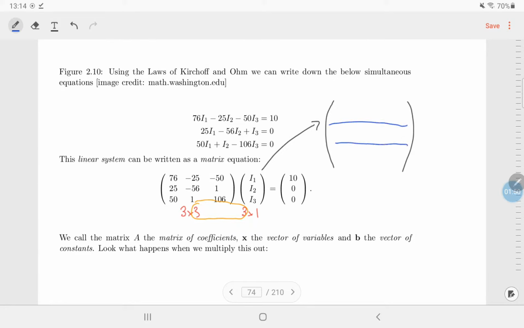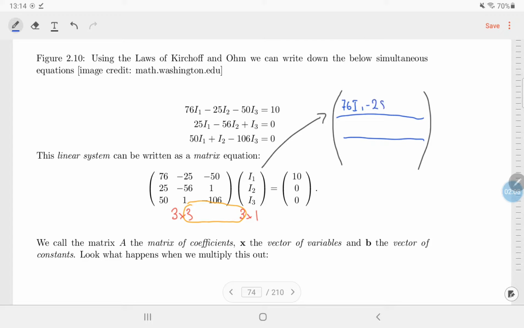Now we go through each cell and ask what row it is and what column, and multiply the row in the first matrix by the column in the second matrix. So the very top cell is row 1, column 1. So I multiply row 1 by column 1, and I get 76 I1, minus 25 I2, minus 50 I3. The next one is row 2, column 1. So I multiply row 2 by column 1: 25 I1 minus 56 I2 plus 1 I3.